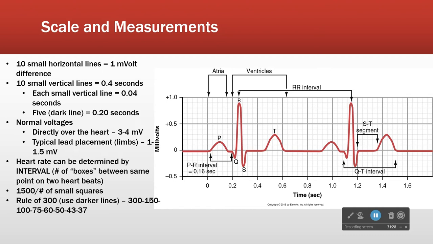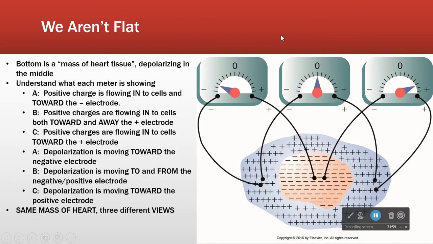All right. So it's up to you, smarter than the computer, to look at the EKG and make sure that the rate it's telling you is approximately correct. Okay. So that's two ways to figure it out: 1,500 divided by the number of small squares, or the rule of 300 and the 300, 150, 100, 75, 60. Now, you could just stop there, right? Because that is going to encounter most of your heart rates, but you're going to miss some of the lower ones. Okay.